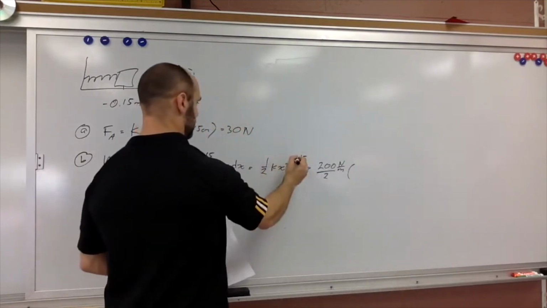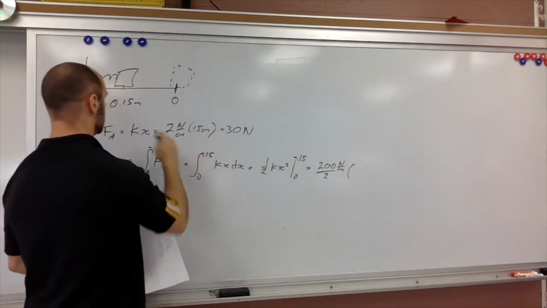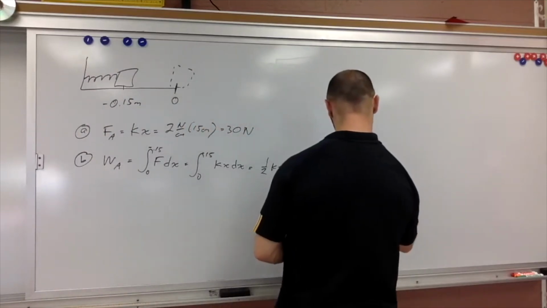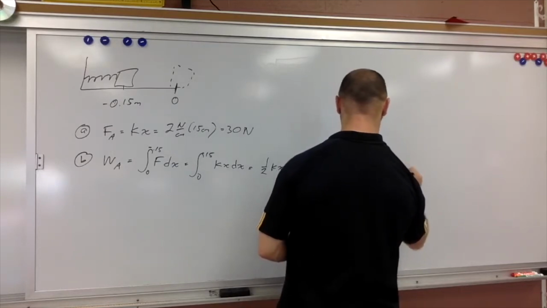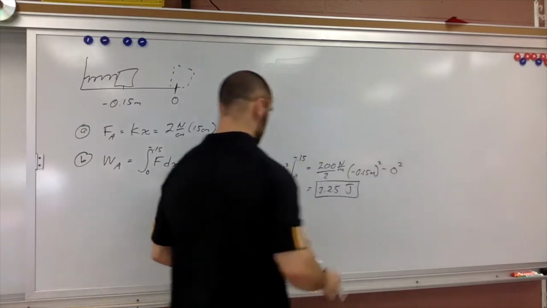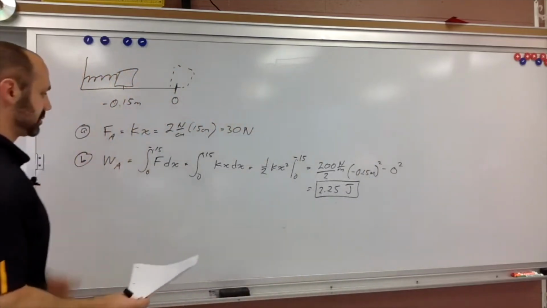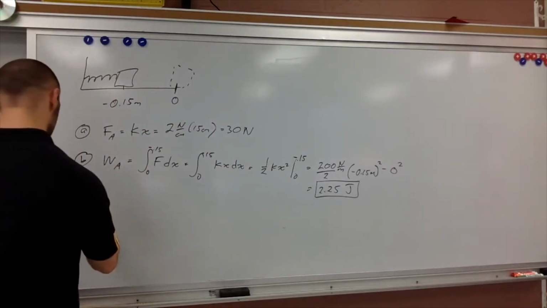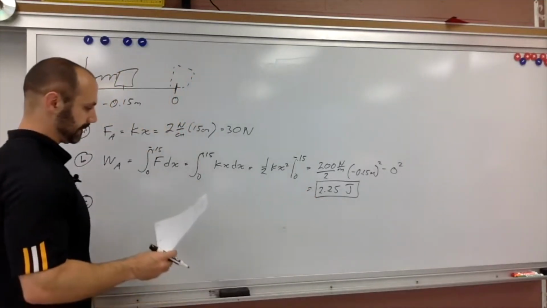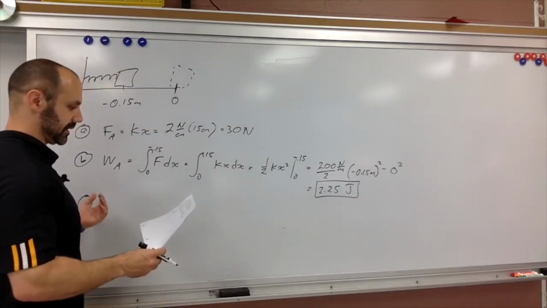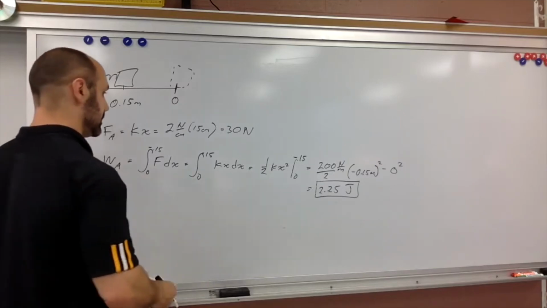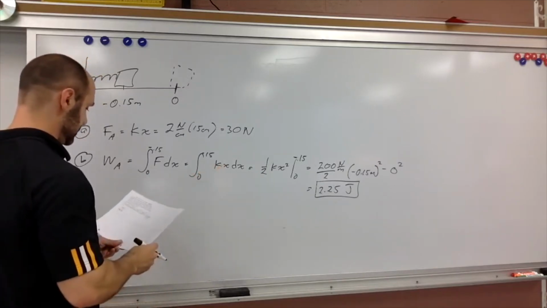Oh yeah, the location here is negative 0.15. I'm going from 0 to negative 0.15. So negative 0.15 meters squared minus 0 squared. And so I end up with 2.25 joules. That's the amount of work done in compressing the spring by the applied force. All right, how much work was done by the spring? Negative 2.25 joules. So now I want to know the change in kinetic energy from the time the block is released until it comes to rest. And so the answer there is going to be 2.25 joules.